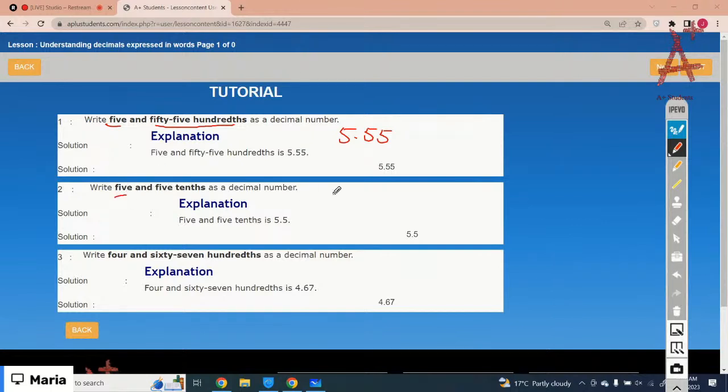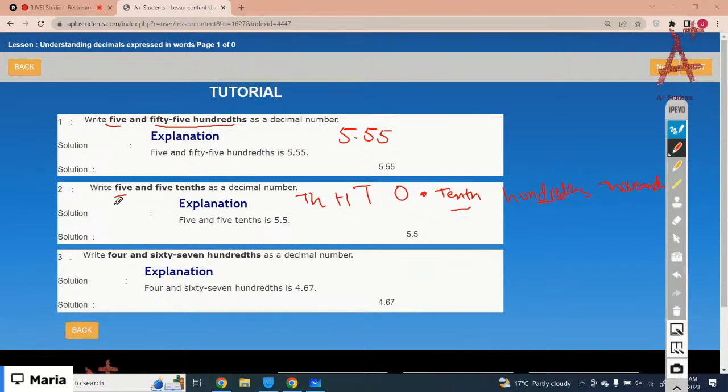5 and 5 tenth means you have to understand the place values in the decimals. Got it? Let me just explain. For example, here is the decimal point. Right before the decimal point, you have ones, tens, hundreds, then thousands. But right after the decimal point, the first one is tenths, the second one is hundredths, then the third one is thousandths. Got it? So right after the decimal point: tenth, hundredth, and thousandth.